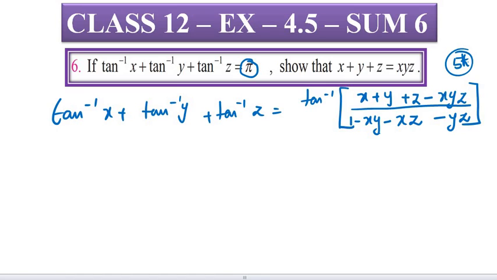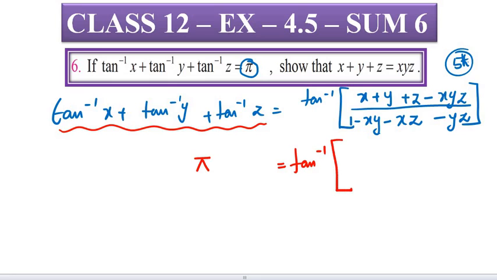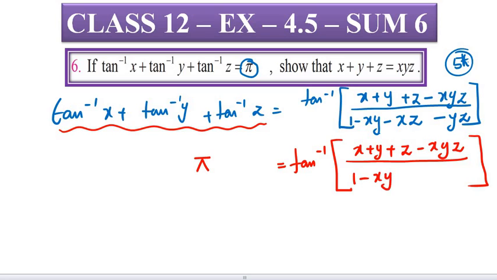Tan inverse of x, tan inverse of y, tan inverse of z is equal to pi. Now, we replace pi here. Pi is equal to tan inverse of (x plus y plus z minus xyz) divided by (1 minus xy minus xz minus yz).